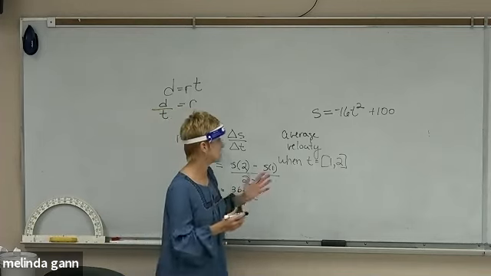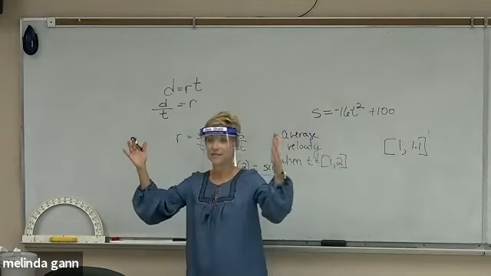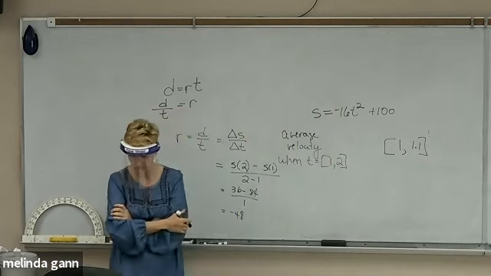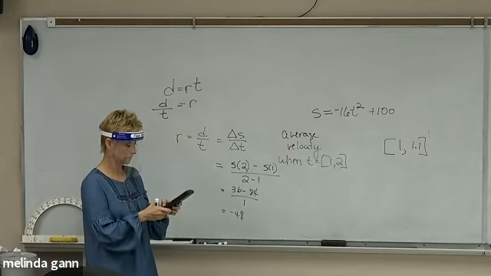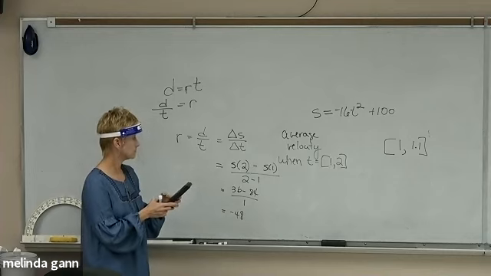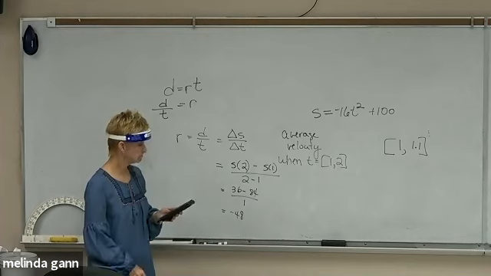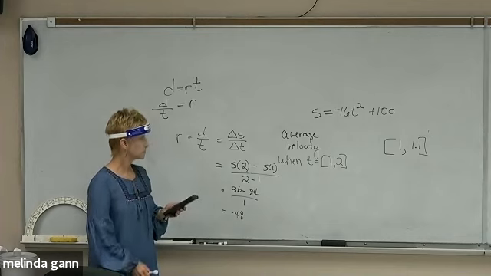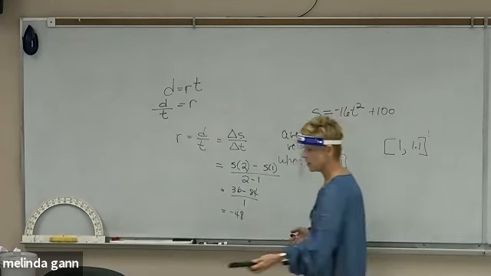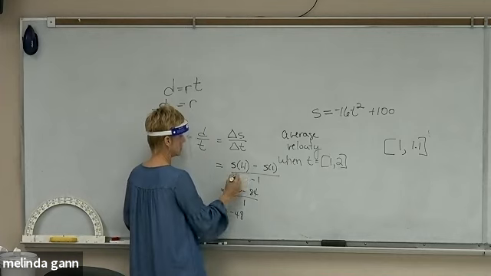What if instead I squeezed it? What if I said I want from 1 to 1 1/10 seconds? Instead of giving you a second, I'm giving you a tenth of a second. Go find me the average speed on that tenth of a second. The only difference now is I'm going to have a 1 1/10 right there, and a 1 1/10 right here.